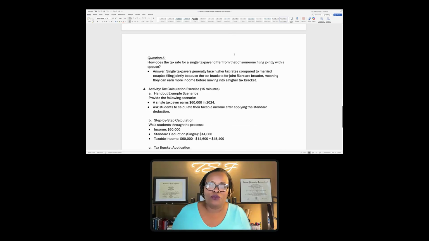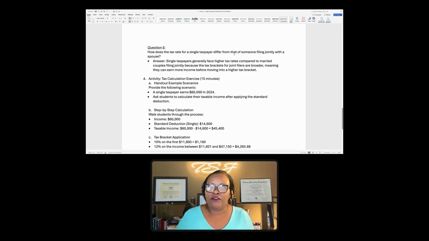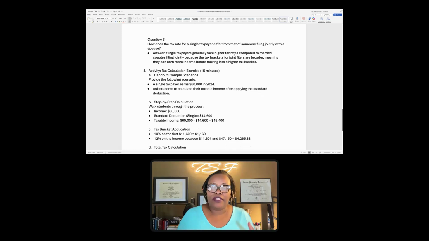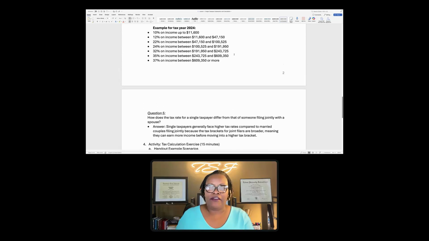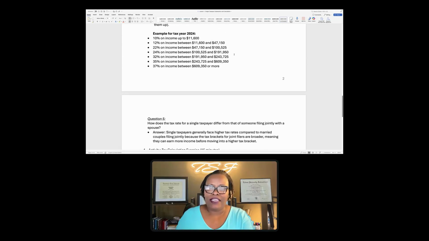Then we get into, how does the tax rate for a single taxpayer differ from that of someone filing jointly with a spouse? Well, here is the big thing: single taxpayers generally face higher tax rates compared to married couples filing jointly because the tax brackets for joint filers are much broader, which means that the married couple can earn more income before they actually get bumped into the next higher tax bracket. Okay, so we'll go back and look at the tax brackets here, and you'll see the spacing and the gapping.